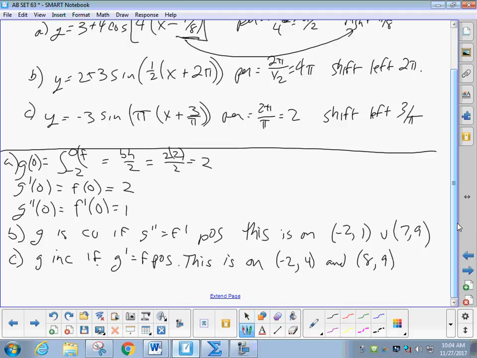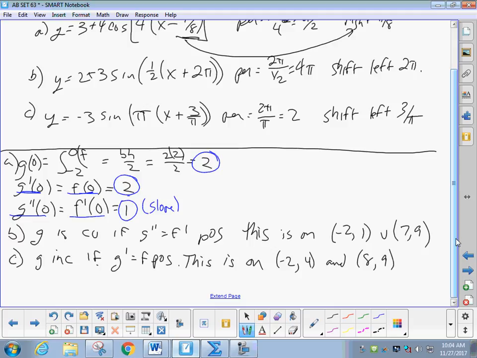In part A, they asked for 3 things. G at 0, which is the area under the F curve, is 2. In all cases, make the connection to F. Please make sure you establish the connection to F. G prime at 0 is equivalent to F at 0, which is reading the graph. That was 2. G double prime at 0 is equivalent to the derivative of F at 0, and that's the slope of the graph at 0. That was 1. Okay. B, that's where G is concave up.